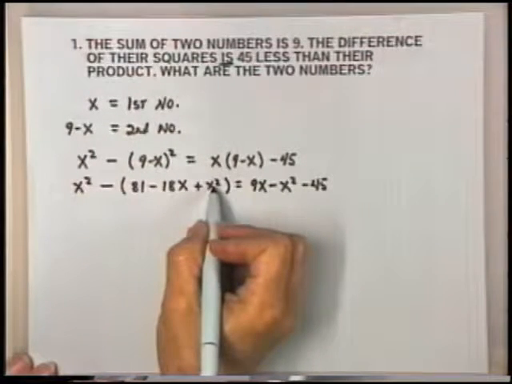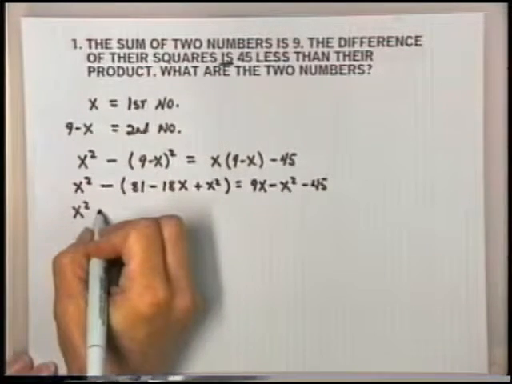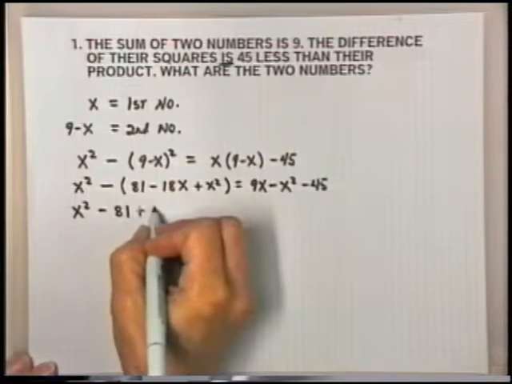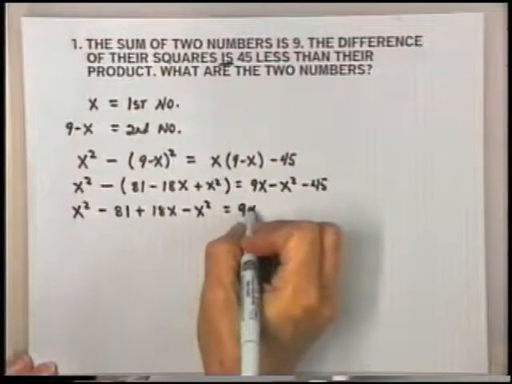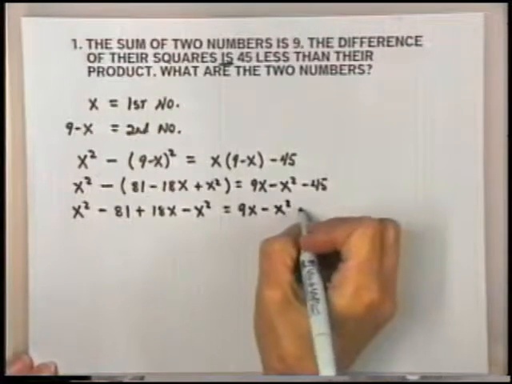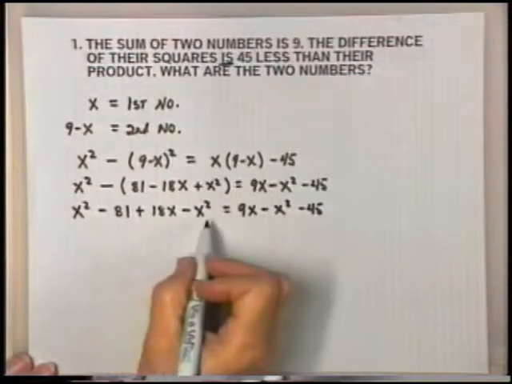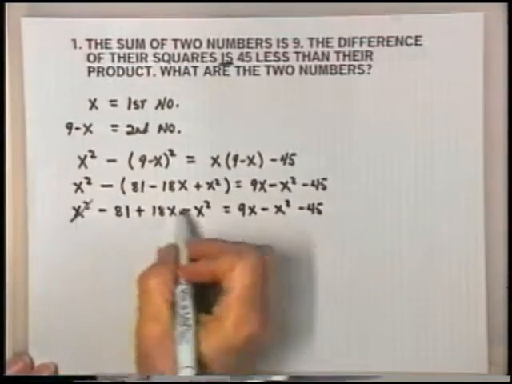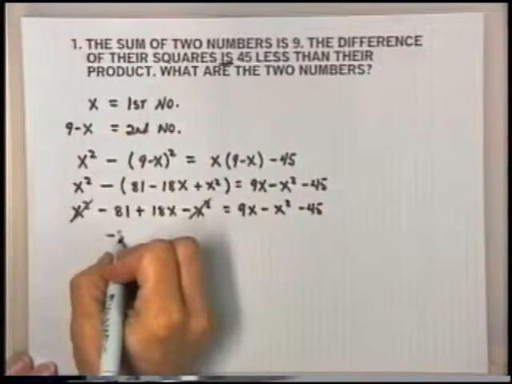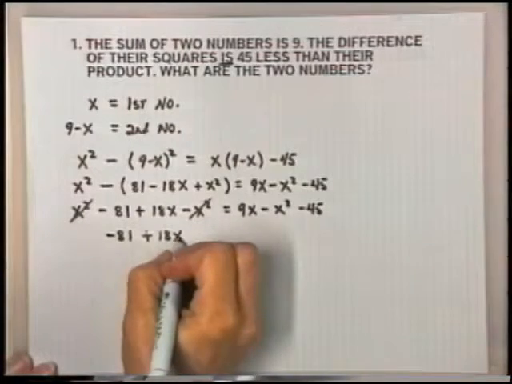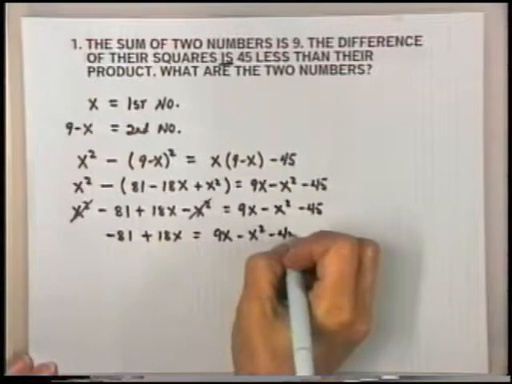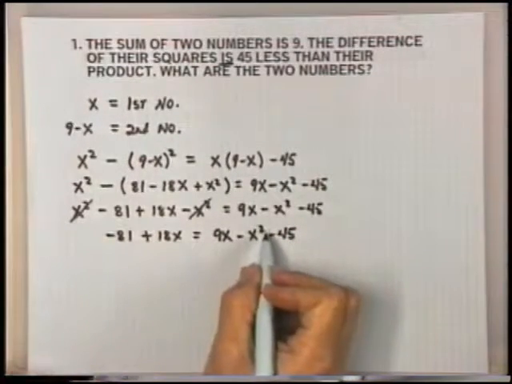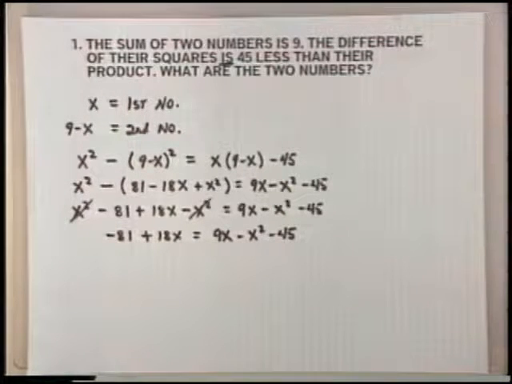This negative sign is going to change the signs of these numbers here. We have x squared minus 81 plus 18x minus x squared equals 9x minus x squared minus 45. On the left-hand side, notice x squared minus x squared adds to 0. So we have a negative 81 plus 18x equals 9x minus x squared minus 45. This term still has x to the second power, so it is still a quadratic equation.